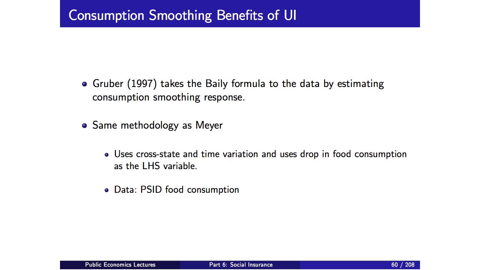Now the problem is that data on consumption is notoriously bad. And so he makes do with the best he can, which is data from the PSID on food consumption. So the PSID asks you at an annual level, how much food did you consume in the recent past? And that's the measure that he's using.